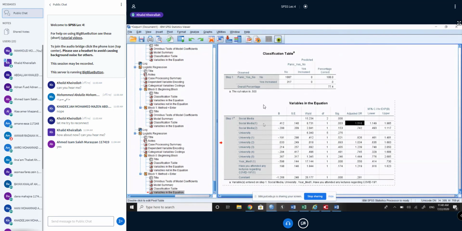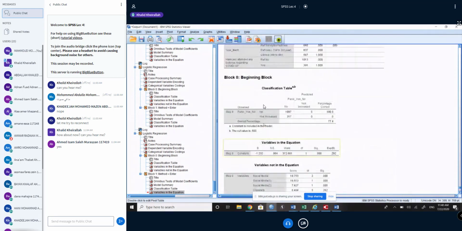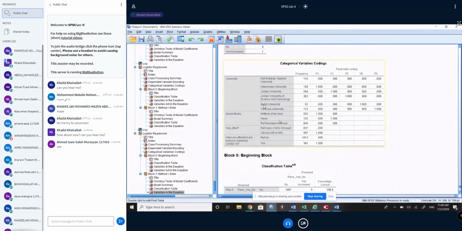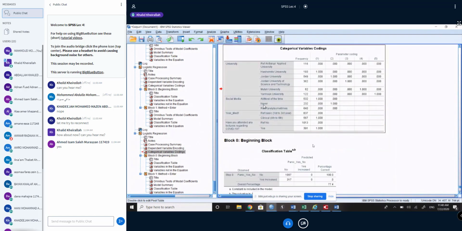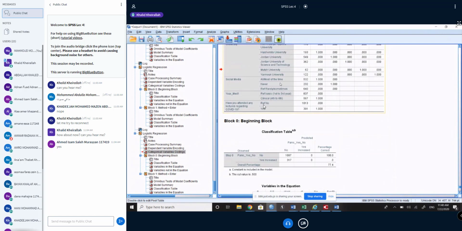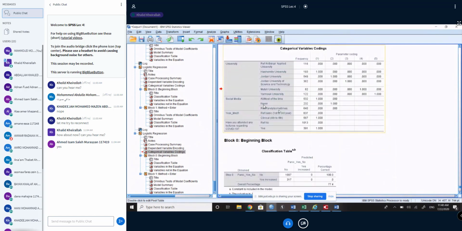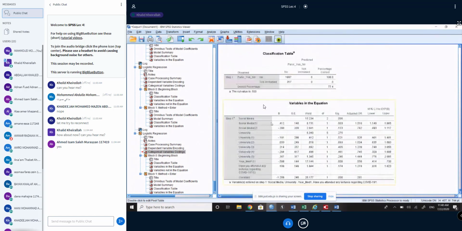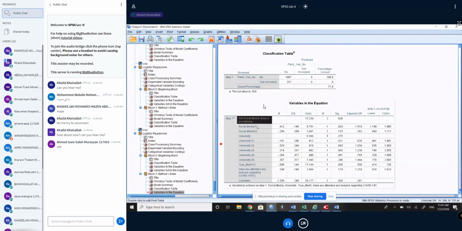Social media, we said social media. If we go back to the table here, the reference for social media is the last one. It's going to be rarely or sometimes. So social media, the reference is going to be the first one. We just add the first one as a reference. So the reference is rarely. Okay. It's going to be all the time.